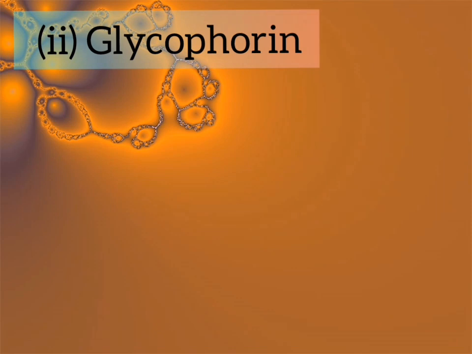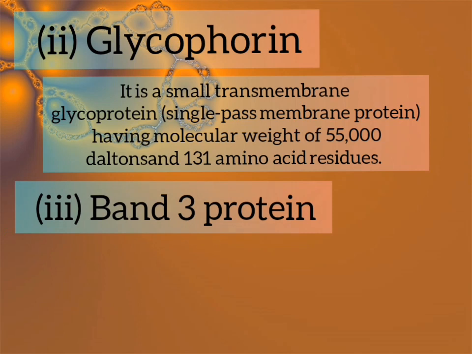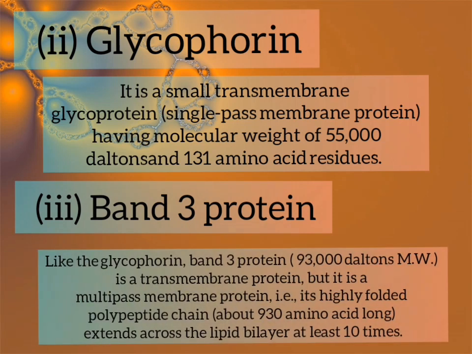The second property we have is the glycophorin. It is a small transmembrane glycoprotein or single-pass membrane protein having a molecular weight of 55,000 daltons and 131 amino acid residues. And the last property we have is the band-three protein. Like the glycophorin, band-three protein has a 93,000 dalton molecular weight. It is a transmembrane protein, but it is a multi-pass membrane protein. For example, its highly folded polypeptide chain, about 930 amino acids long, extends across the lipid bilayer at least 10 times. It also acts as the anion exchange channel in the membrane.